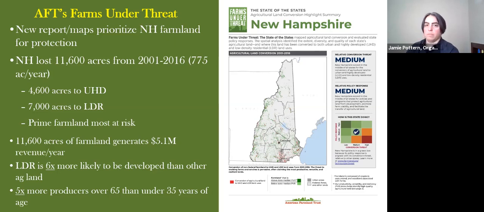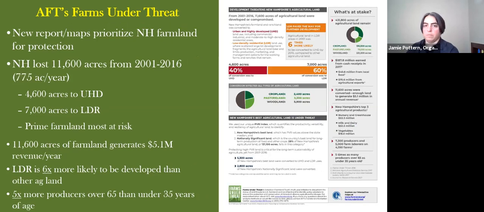Another interesting finding by AFT, which many of you probably already know intuitively, is that there are 5 times more farmers above the age of 65 in New Hampshire than there are farmers under the age of 35. This predicts a major transfer of farmland over the next 20 to 30 years, so we're going to have to work extra hard to protect and transfer as much of that farmland as possible before it's all gone, because it will be gone at some point, except for the land that we protect now.